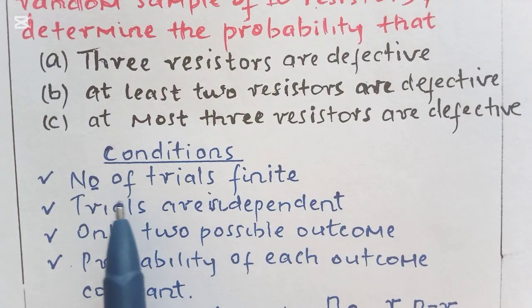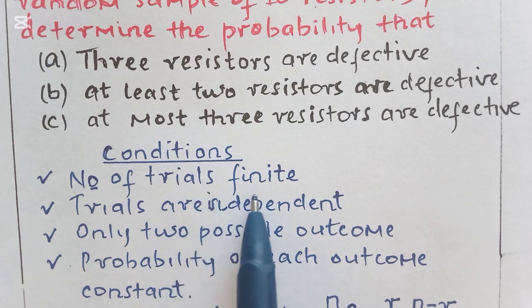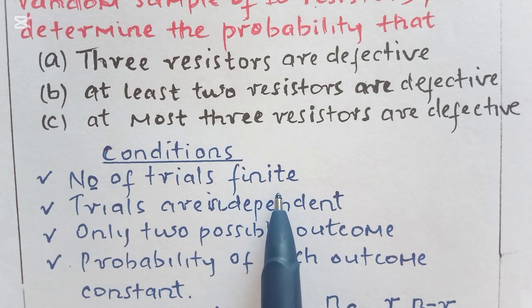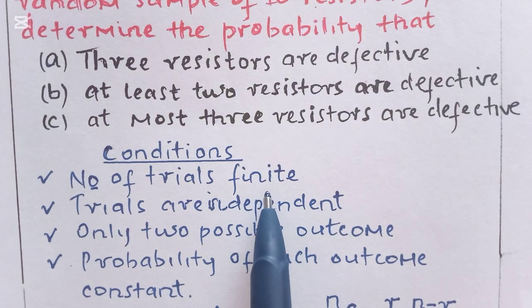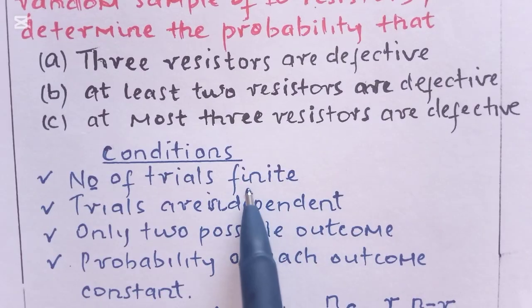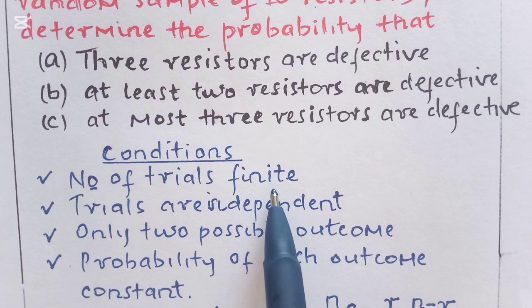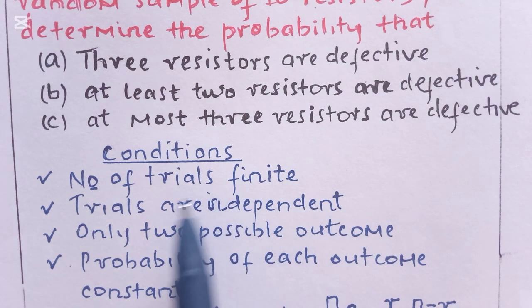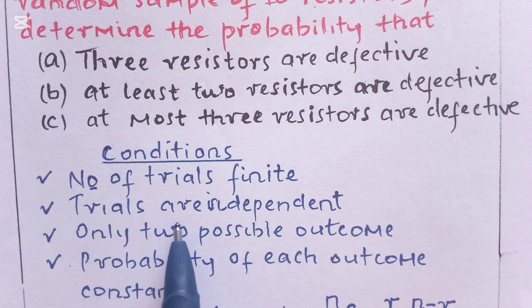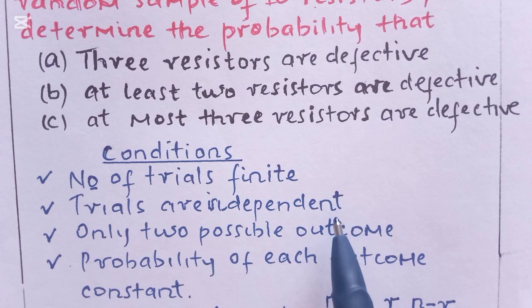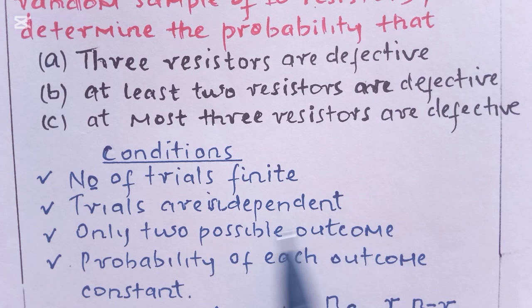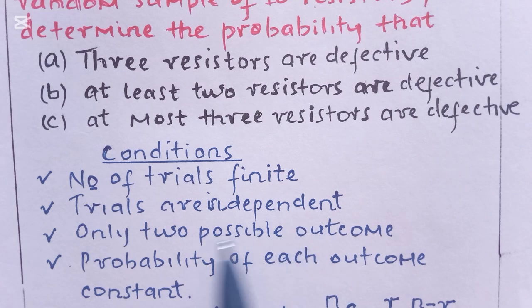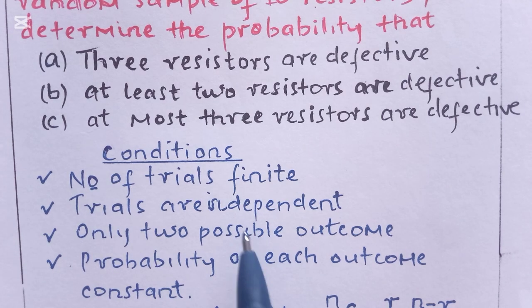The conditions are that the number of trials should be finite. That is, we are not supposed to apply binomial distribution for infinite trials, that is to say, trials that are up to infinity. Then the trials are independent of one another. That is, they don't depend on one another. The outcome does not depend on the previous outcome.